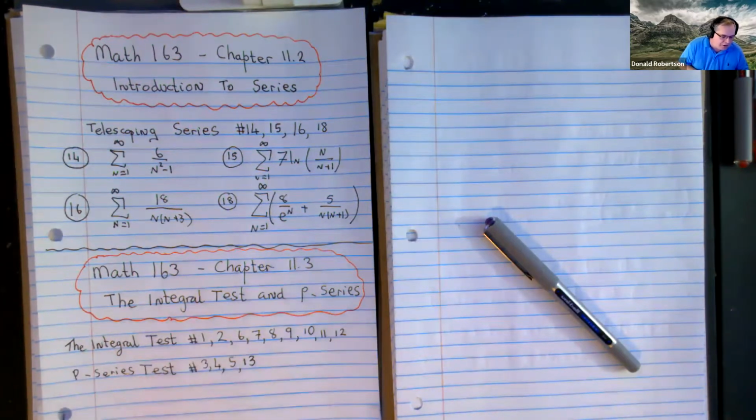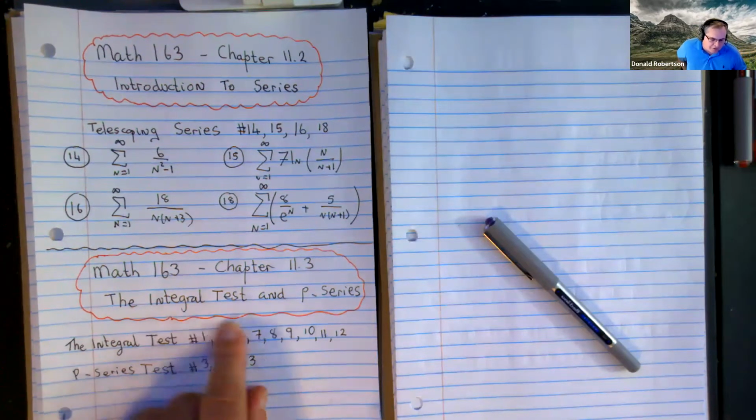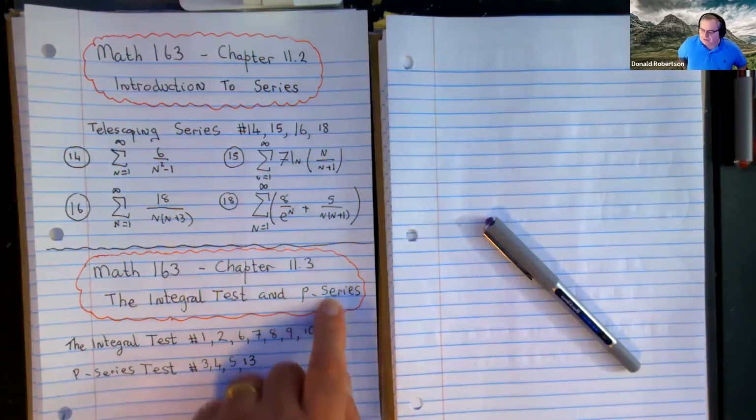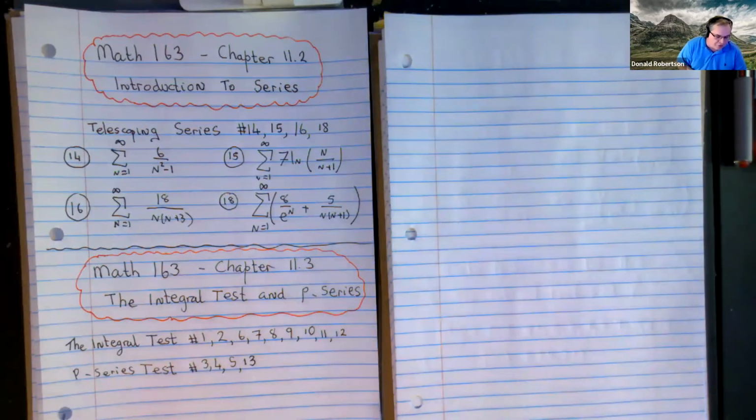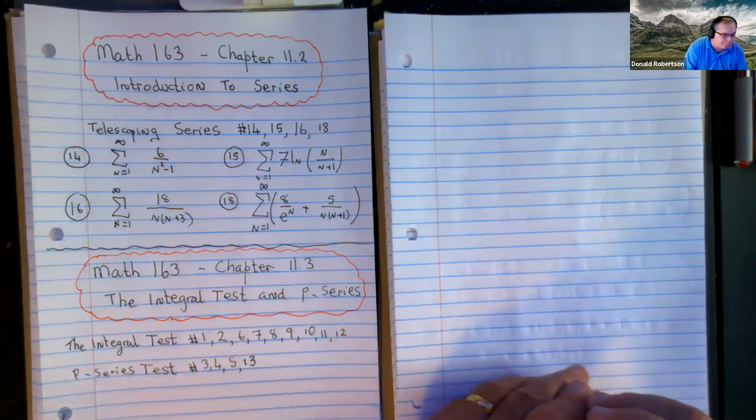And 11.3 is 2 more tests. We're going to look at a test called the integral test and another test called the P-series test. What they allow us to do is essentially tell if a series is going to converge or diverge. And I'm sure I mentioned on Monday that there are something like 11 to 13 tests, because in different situations you need to do different tests to find out if a series converges or not.